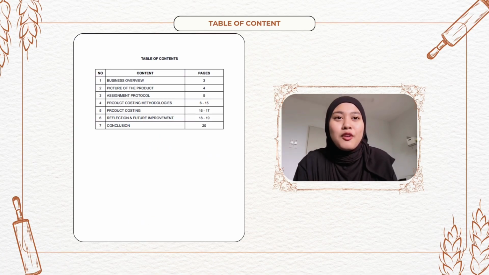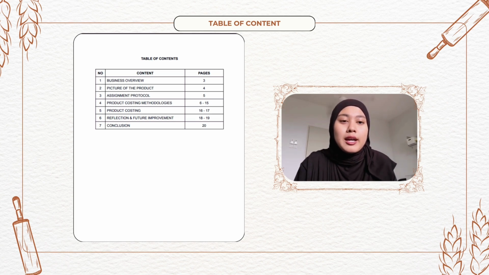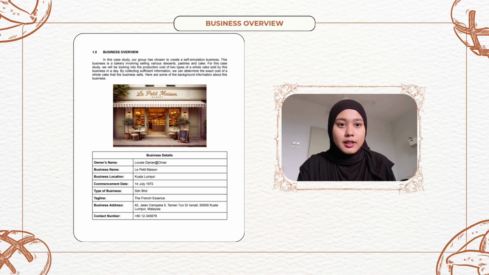This is our table of contents, which we are going to discuss: our business overview, the products, SMO protocols, product costing methodologies, product job cost card, reflection and conclusion. First, we are going to look over our business overview.